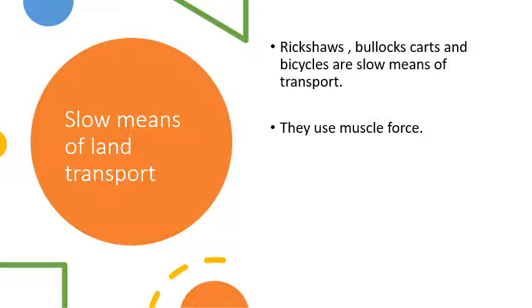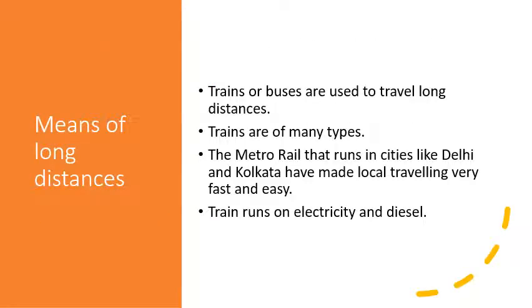These vehicles like rickshaws, bullock carts and bicycles come under the category of slow means of transport because they move slowly. And secondly, they use muscle force. Muscle force means that they have to be pulled by human beings. So these come under the category of slow means of land transport. Then we have the means of long distances.